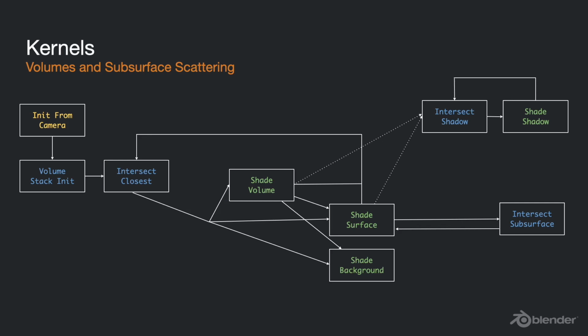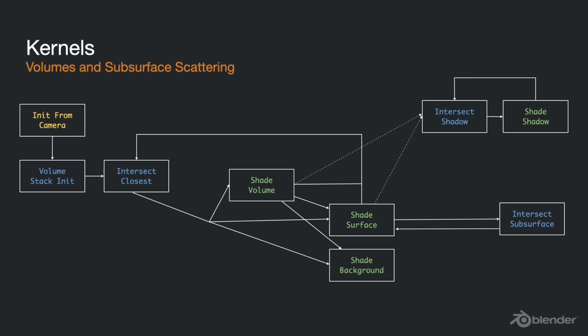Then the other kernel is the shade volume kernel, where after tracing a ray, if we're inside a volume, then we first do the volume shading before we shade either the surface or the background. And so that volume shading kernel can do direct lighting. It can initialize a shadow path. It can also potentially scatter, in which case it immediately loops back to the intersect closest kernel, or if it doesn't scatter, it just continues forward, and then we shade the surface or the background immediately afterwards.